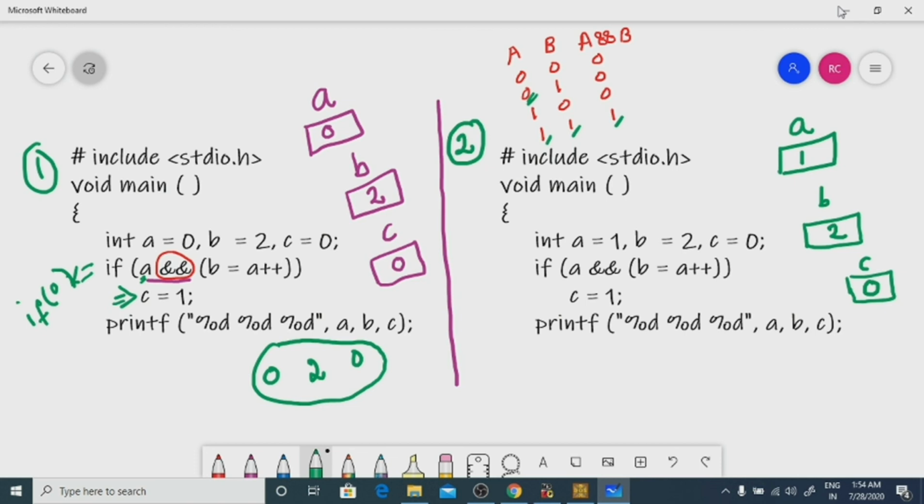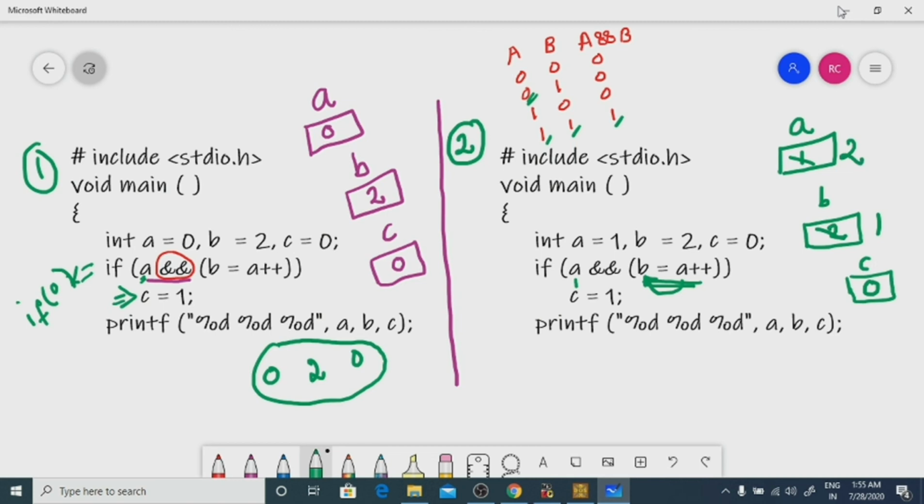Now, let me trace this particular program. Here, A, the first operand, is 1. So we need to evaluate this. Here, B equal to A plus plus means first use the value of A. What is that? A is 1. That 1 should go to B. So 2 will be replaced with 1. And plus plus, so A should be incremented. 1 will be incremented to 2.